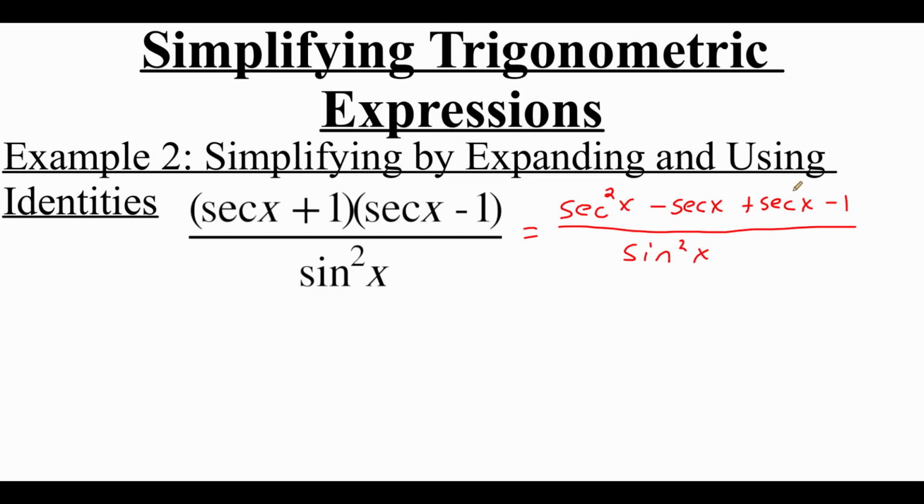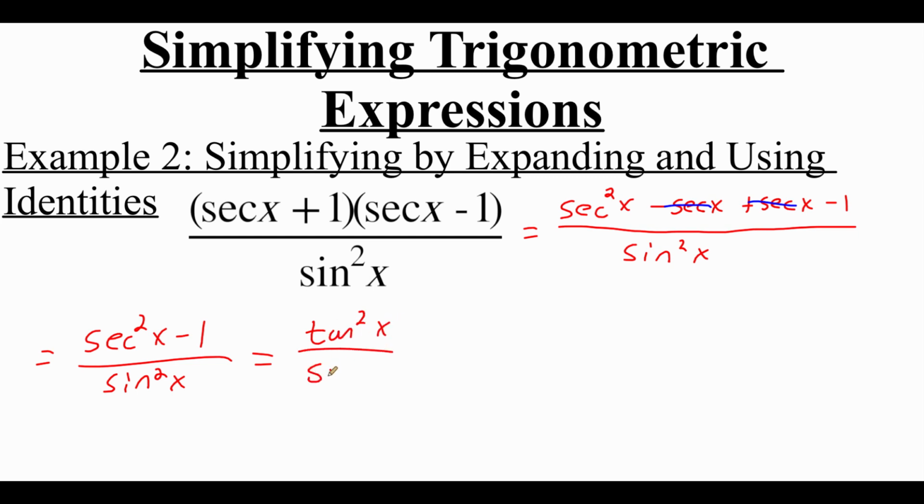Now what I notice happening on the top of my fraction is we've got a minus secant of x and a plus secant of x. So those are going to cancel each other out. So then on the top of our fraction, we've just got the secant squared of x minus 1 over the sine squared of x. Now what we can do on top is we can use one of our Pythagorean identities. Secant squared of x minus 1 is the same as the tangent squared of x. So I can replace the numerator with the tangent squared of x, and then we've still got this over the sine squared of x.